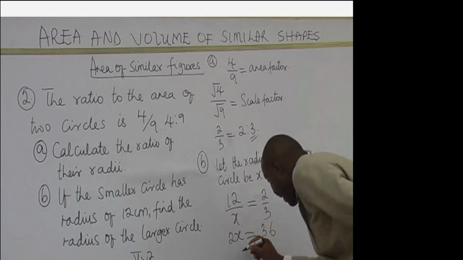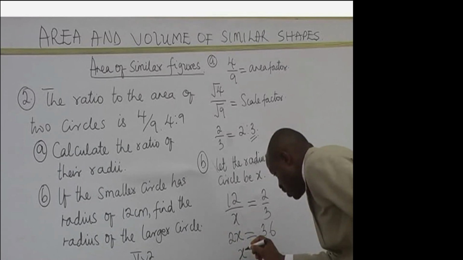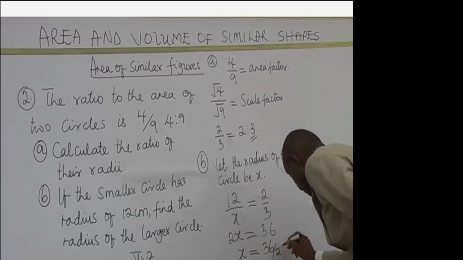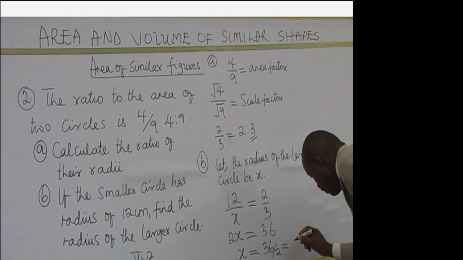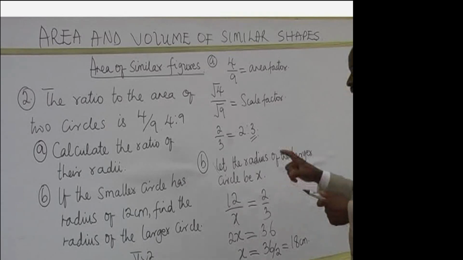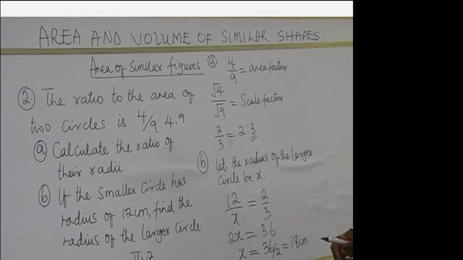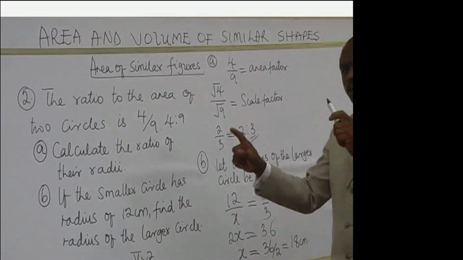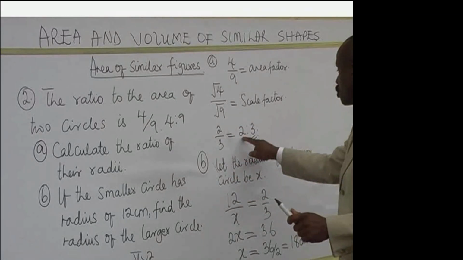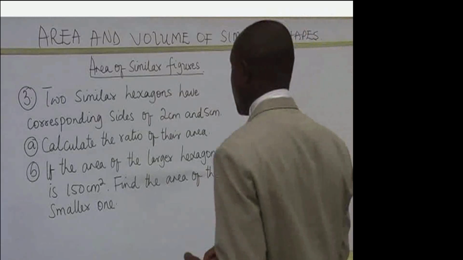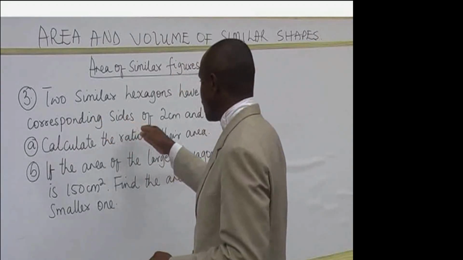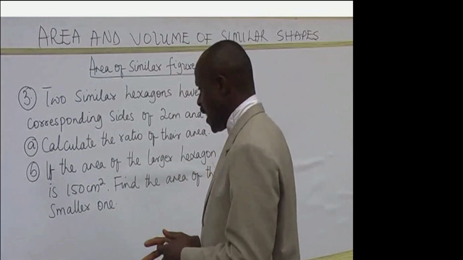If you divide both sides by 2, you'll be left with only x on the left hand side. And on the right hand side you have 36 divided by 2, and 36 divided by 2 will give you 18. So that means that the radius of the bigger circle is 18 centimeters, if the radius of the smaller circle is 12 cm, and the scale factor for the two similar circles is 2:3. Question number 3 says that two similar hexagons have corresponding sides of 2 cm and 5 cm.